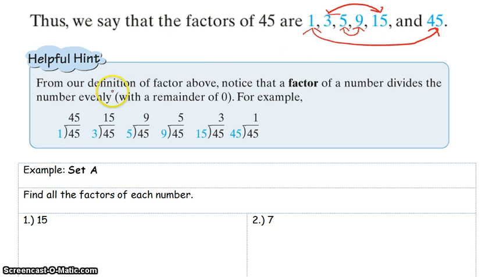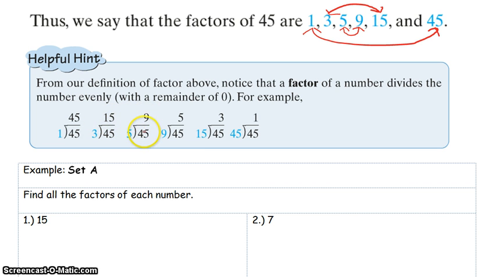Now here's a helpful hint. You can use division to find all the factors of a number, and you must have a remainder of 0. So 1 goes into 45 45 times. That's a remainder of 0. 3 goes into 45 15 times. 3 goes into 4 once, and then we have 15 left over. 3 goes into 15 5 times, and we will have a remainder of 0.